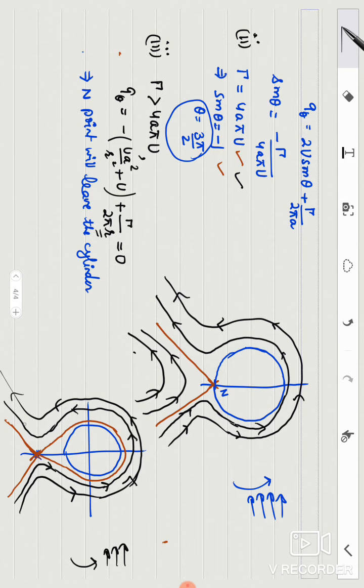These are the flow lines, and this will be the line. These are your flow lines. So in this way you get your flow patterns in all these situations.